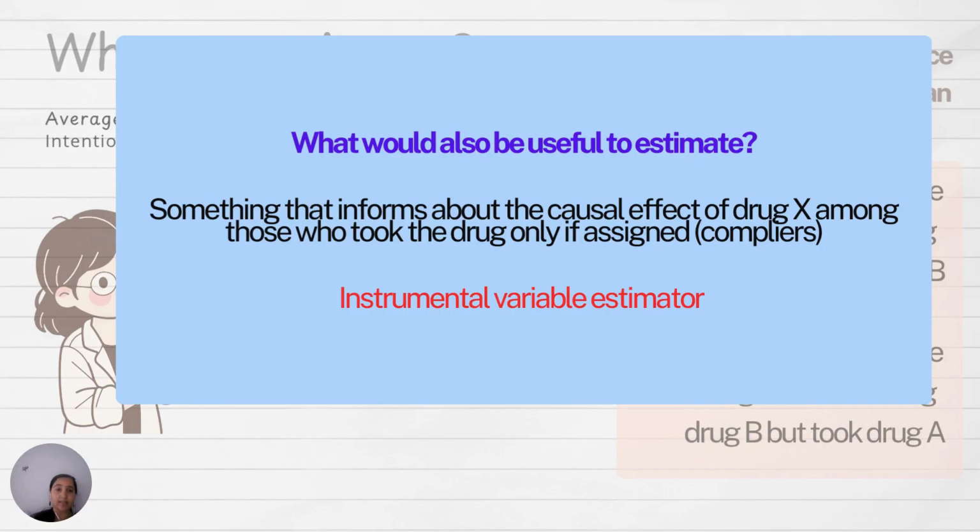So, what would be useful to estimate in this type of case, in addition to the ITT estimate, the intention to treat estimate, or PP analysis? Something that would inform us about the causal effect of this drug A among the compliers, among those participants who took the treatment because they were assigned to that treatment arm. So this type of information would be very useful. And we can do that by calculating instrumental variable estimator.